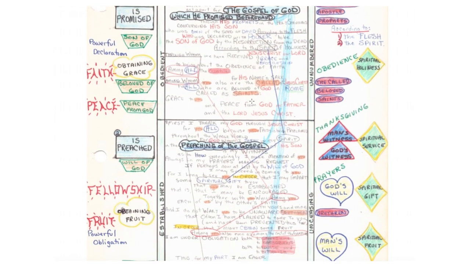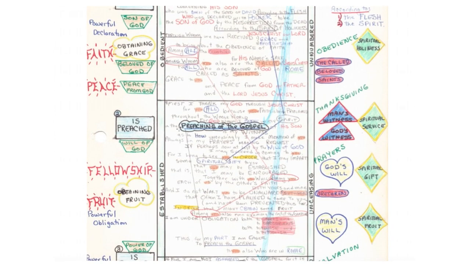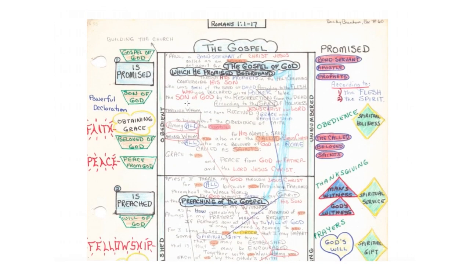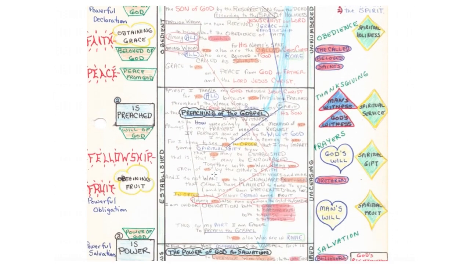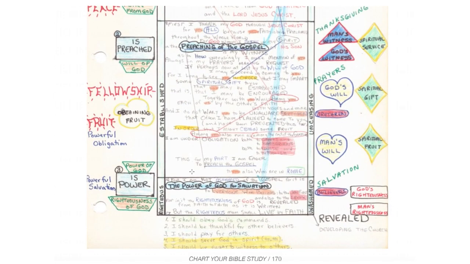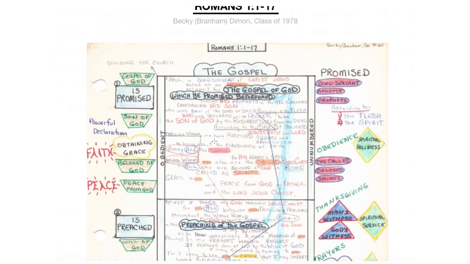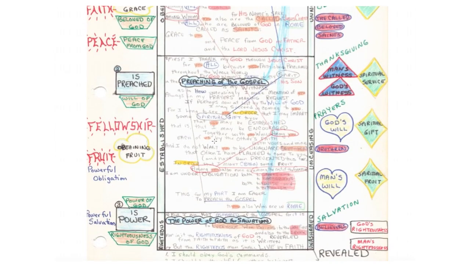In the second paragraph, her paragraph phrase is "preaching of the gospel." In the left column, number 2 is "preached," is what she worded as her paragraph point. So now you would read it, "The gospel is preached." And then in her third paragraph, her paragraph phrase is "the power of God for salvation." And her paragraph point is number 3, "is power." So then you would read it, "The gospel is power."